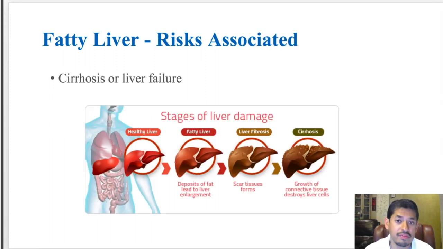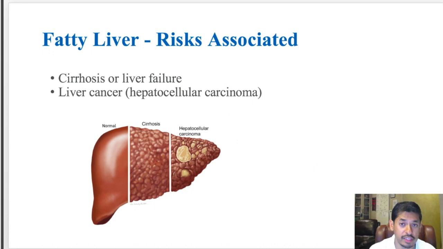Now, like I mentioned before, there is a significant risk of cirrhosis or liver failure for people who have fatty liver disease. What happens is that the fat accumulates within the liver, and slowly over time, that fat can cause chronic inflammation to occur. That chronic inflammation will lead to scarring in the liver and eventually fibrosis, which is long-term scarring, which will eventually lead to cirrhosis or end-stage liver disease. But there's also a risk of developing liver cancer. Typically, this is associated with developing liver cirrhosis.